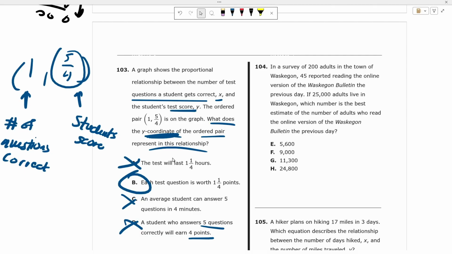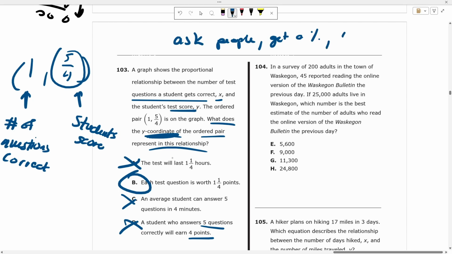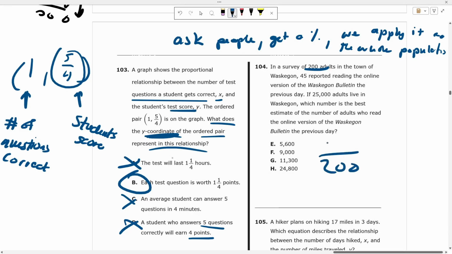So here's how we do a survey. A survey is we ask people, and then we get a percent, and then we apply it to the whole population. In this case, my sample here is those 200 people, okay? I'm asking 200 people if they read it. So out of those 200 people, 45 reported that they did read it.